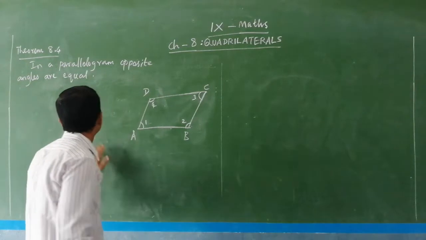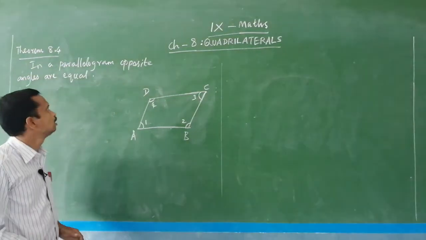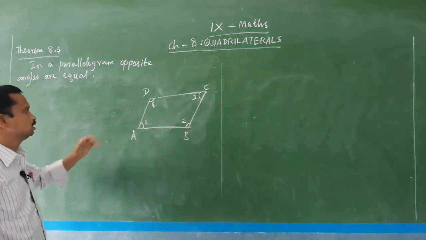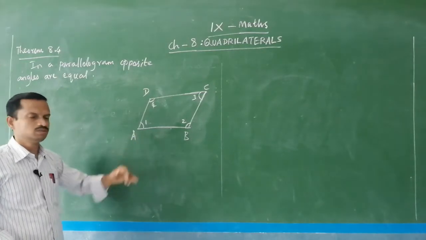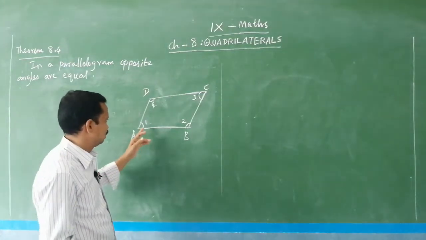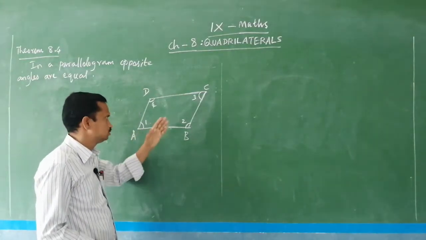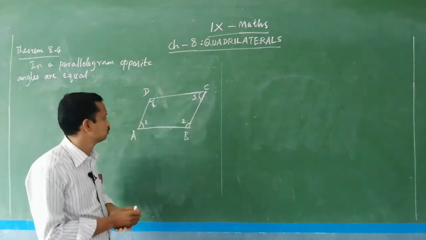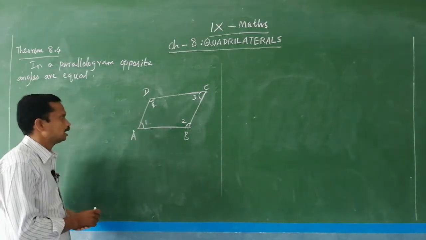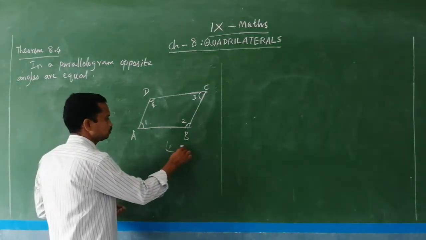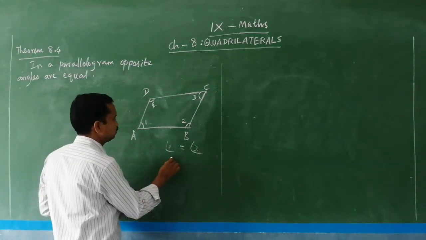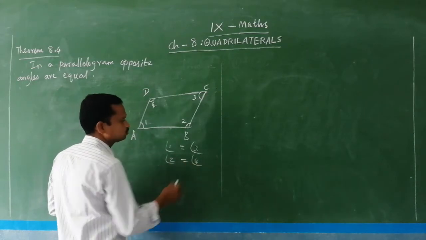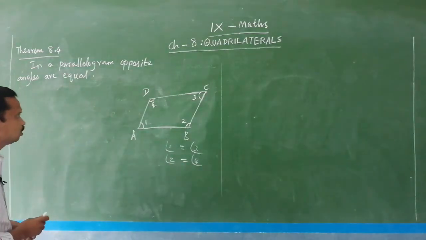So, 8.4, in a parallelogram opposite angles are equal. Just take ABCD is a parallelogram. I mark the angles A, B, C, D as 1, 2, 3, 4 for our easy understanding. Okay. And you have to say angle 1 equal to angle 3, angle 2 equal to angle 4. Okay.